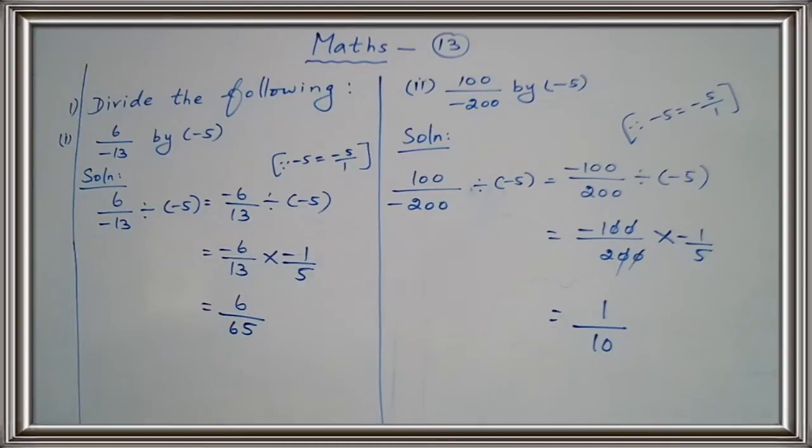First question, divide the following. In first question, first one, 6 upon minus 13 by minus 5. You write the solution. Okay. Then after, you start the second one. Okay, children, do it fast and write without mistakes.